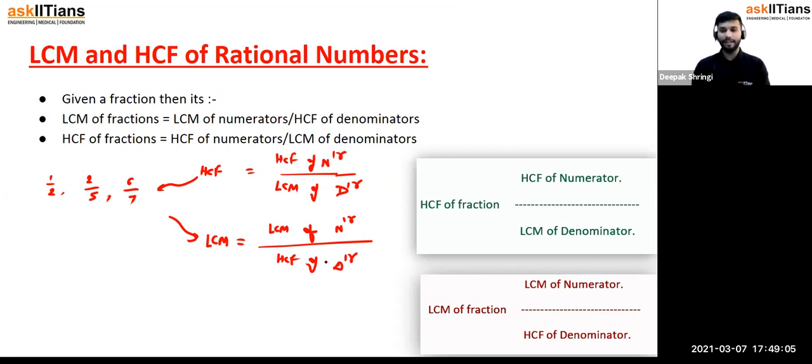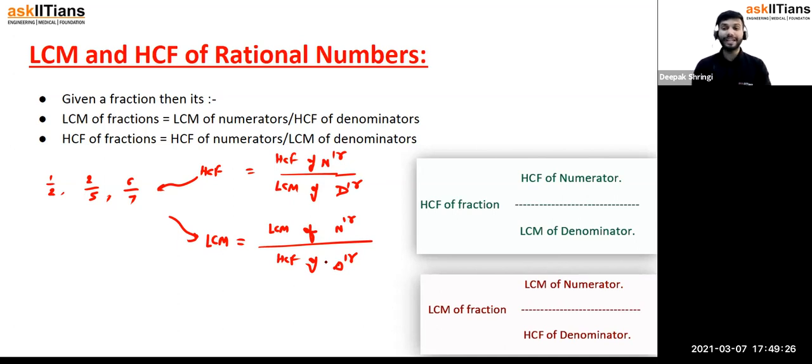Okay, fine. Getting what I'm saying? I'm repeating my point again. Look, some fractions are given to you. You have to find the HCF of the fractions. So the HCF of the fractions equals the HCF of the numerators divided by the LCM of the denominators. On the other hand, if you want to find the LCM, what will you do?